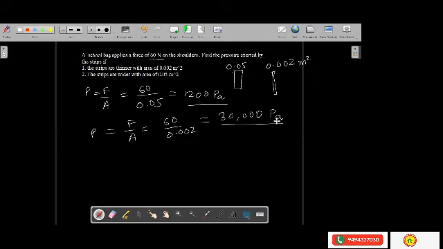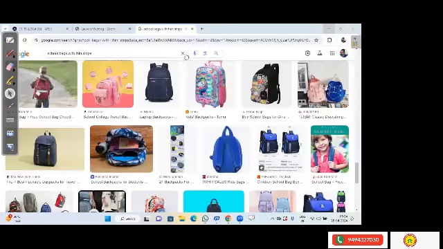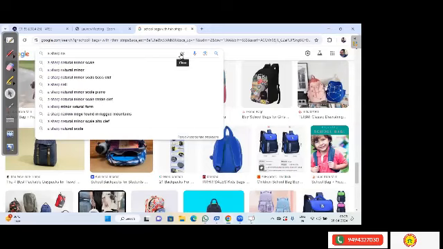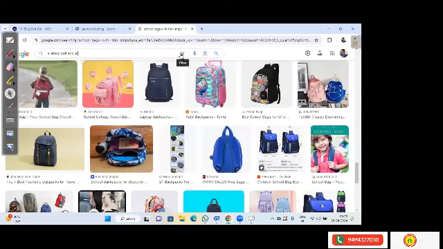Okay. Now let us see. I hope everyone has understood about the pressure. Yes, sir. Okay. Another thing we can see, a sharp nail and a blunt nail. This is also an example of pressure. A sharp nail and a blunt nail.